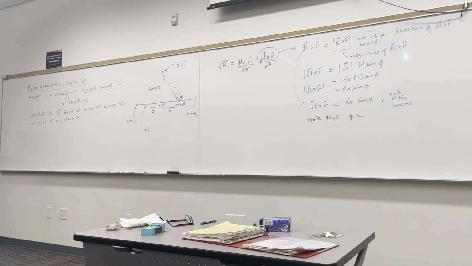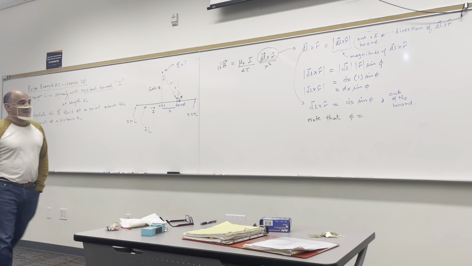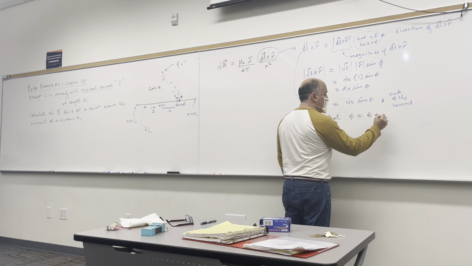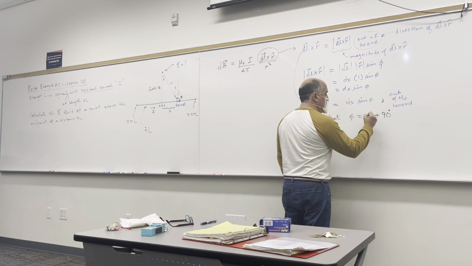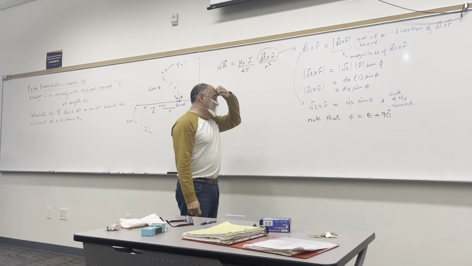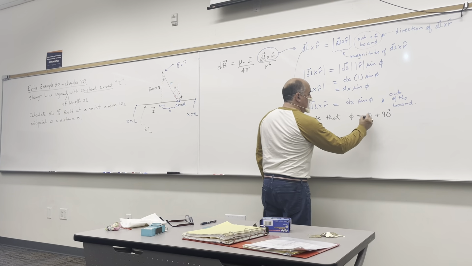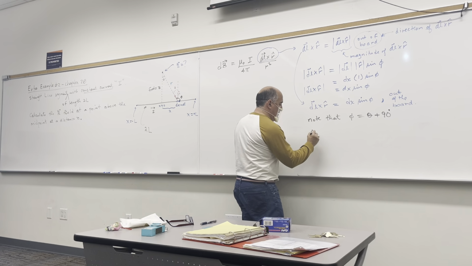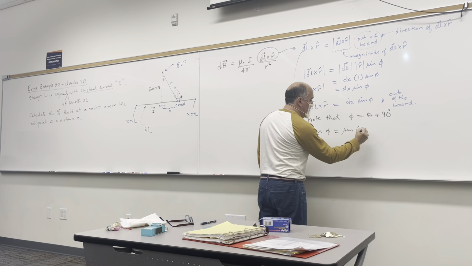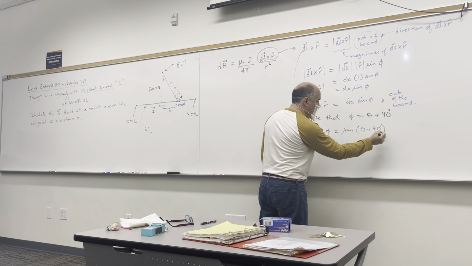What's that? Phi minus 90. Phi minus 90 is? Theta. Or phi is? Theta plus 90. Theta plus 90, right? And this sine of phi will therefore become the sine of theta plus 90.